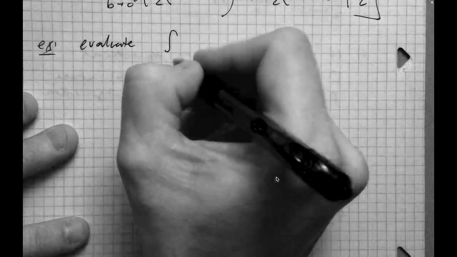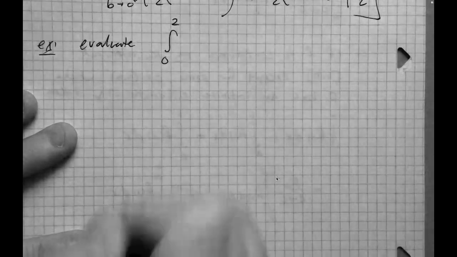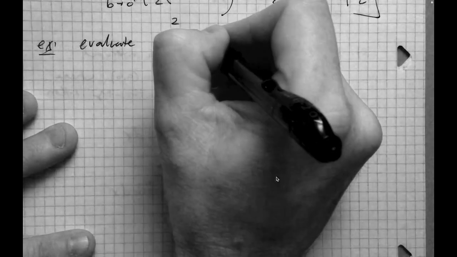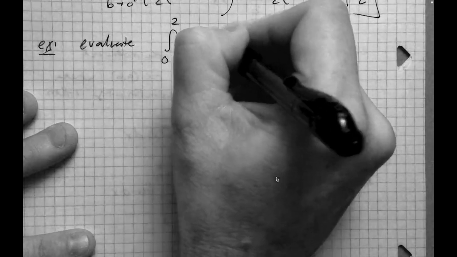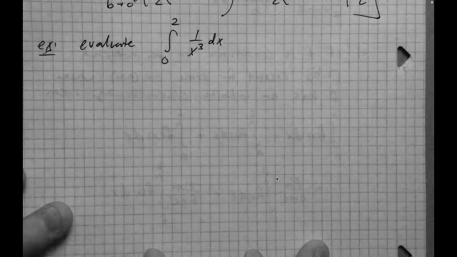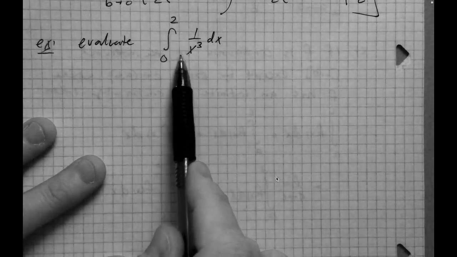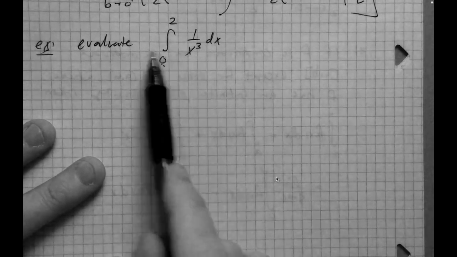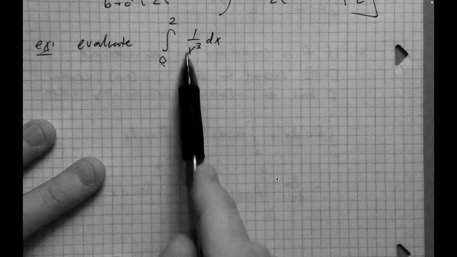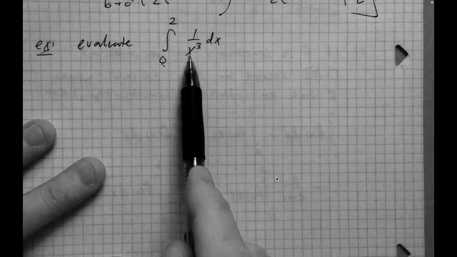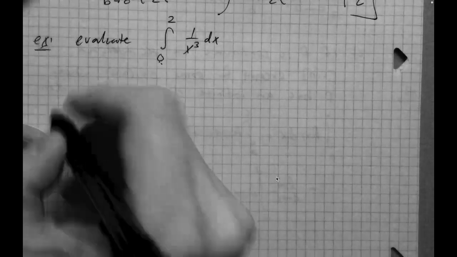Evaluate the integral from 0 up to 2 of 1 over x cubed. Okay, so here again, at 0, we have a discontinuity. The function has basically an asymptote at 0, a vertical asymptote, very similar to the previous example, actually.